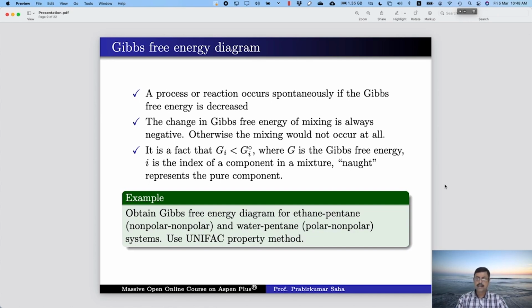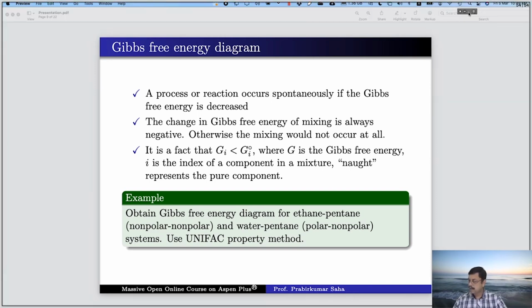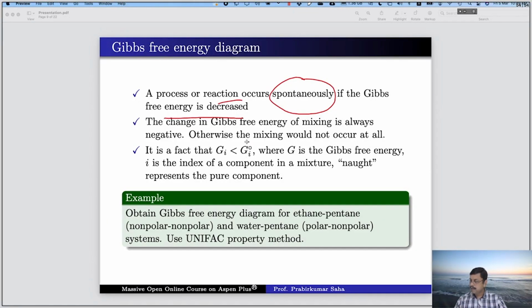Now as you understand, for a process or reaction, if the Gibbs free energy is decreased, then only the spontaneity of that reaction or mixing will be established. Suppose the Gibbs free energy of a pure component i is Gi naught, and the Gibbs free energy of the same component i in a mixture is Gi, then Gi has to be less than Gi naught in case of a spontaneous process or a reaction.